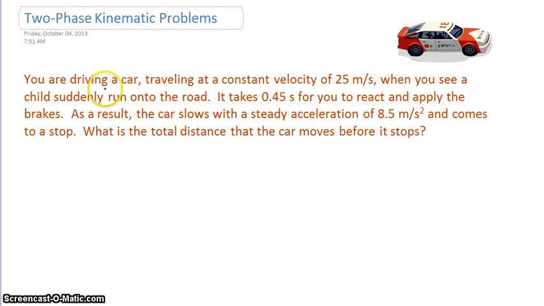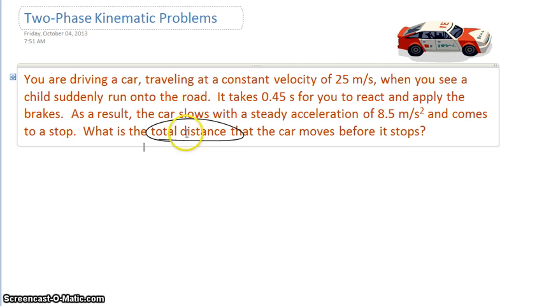So, you are driving a car, and it's traveling at a constant velocity of 25 meters per second. I think I used that for the last example. I don't know why I'm obsessed with 25. But anyway, you see a child suddenly run out into the road, and it takes about 0.45 seconds for you to react and apply the brakes. As a result, the car slows with a steady acceleration of 8.5 meters per second squared and comes to a stop. What is the total distance that the car moves before it stops? Okay, well, that's the problem.